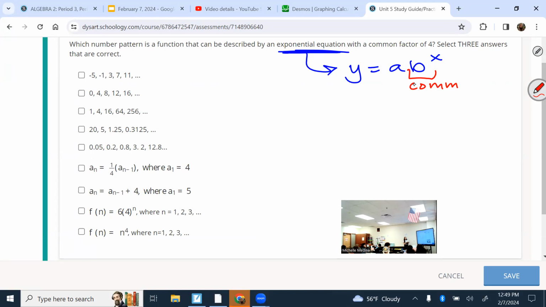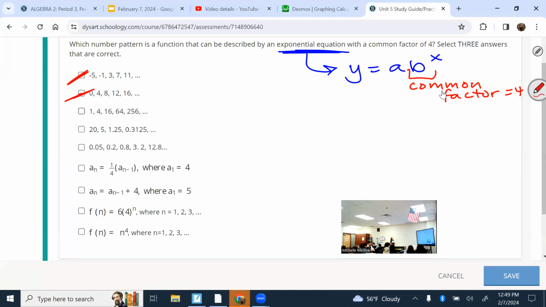So know that if in this particular problem, it wants our common factor to be 4, that means that it should be the number attached to the exponent. That means that every time you are increasing, you are multiplying by 4, because factors are things that we multiply. So when you look at this, is -5 times 4 -1? So it's -5 times 4 -1. I'm gonna need eye contact. So then don't pick that one. Is 0 times 4 4?